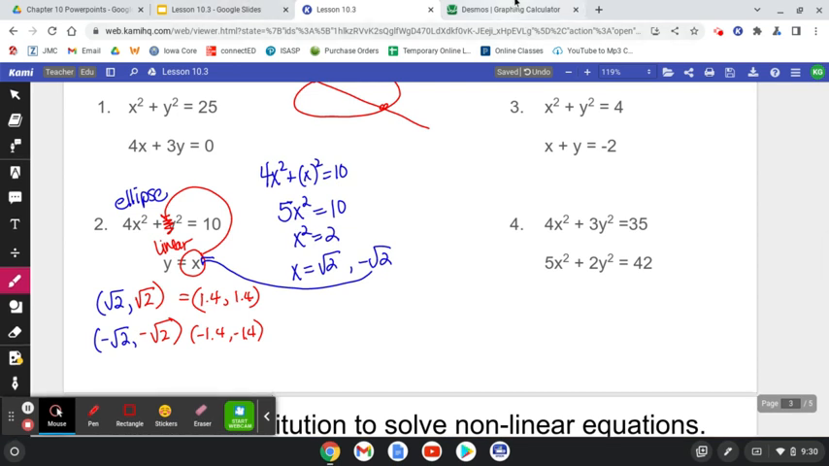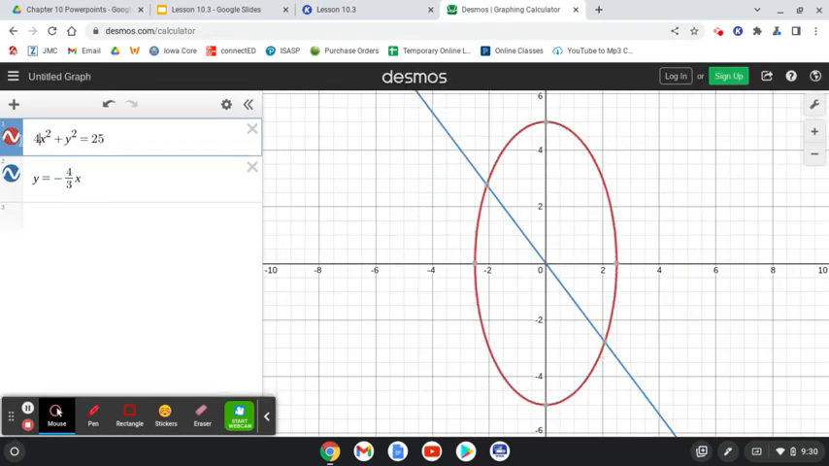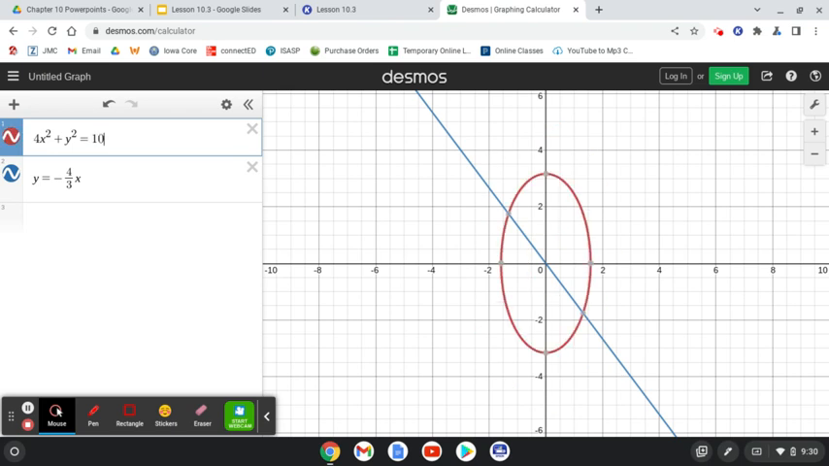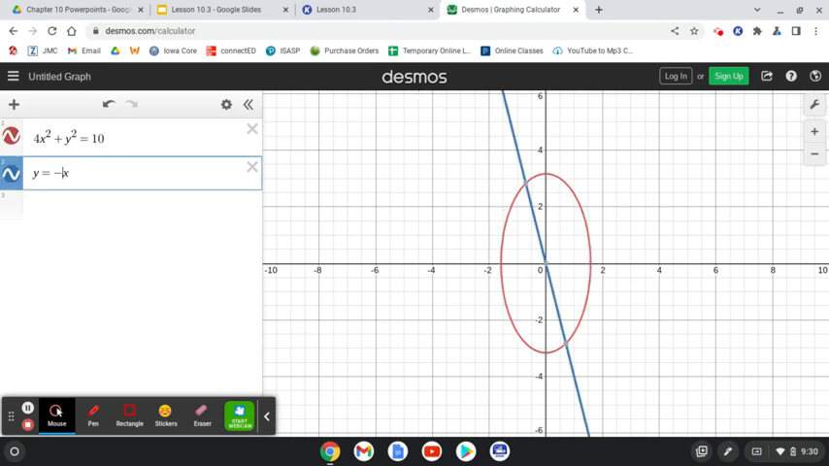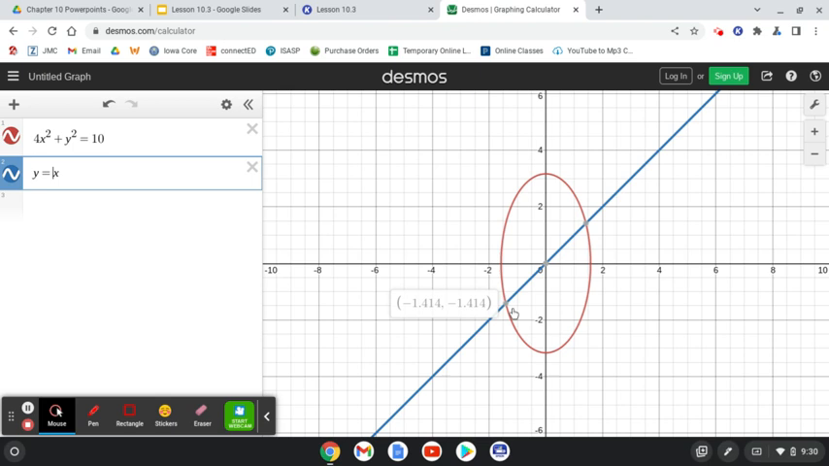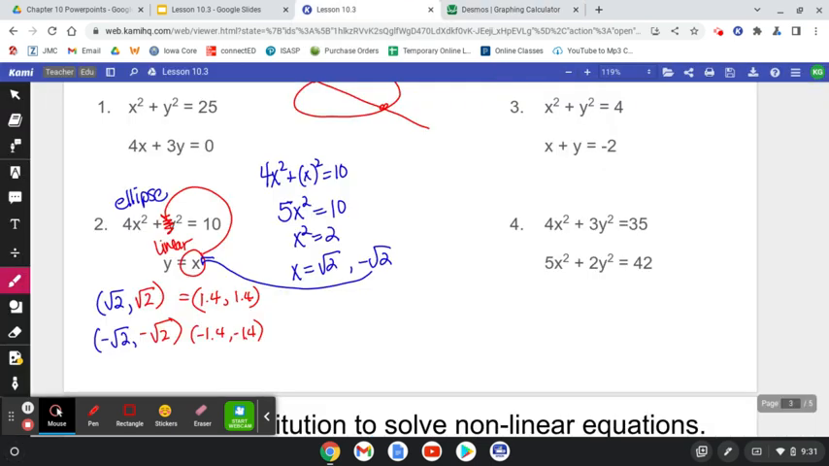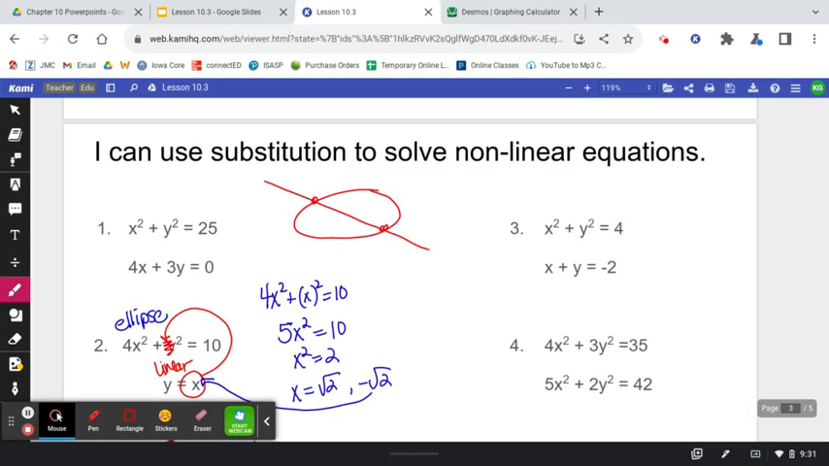So let's check our Desmos. 4x squared plus y squared equals 10 and y equals x. So there is our positive 1.4 comma positive 1.4 and our negative 1.4 comma negative 1.4. And you can see this is our ellipse with our linear line going through it. Okay, number 3. On the top here I have a circle, and on the bottom I have another linear. Y equals negative 1x minus 2.